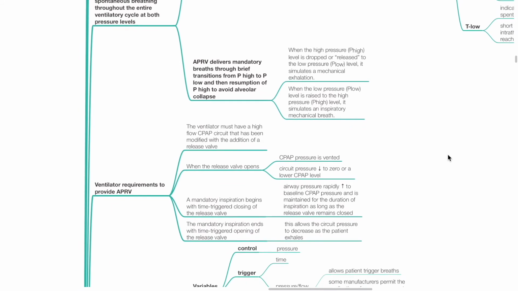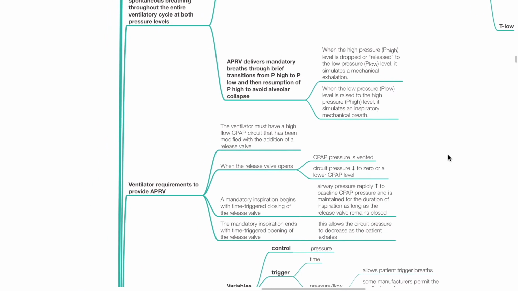APRV delivers mandatory breaths through brief transitions from P high to P low, and then resumption of P high to avoid alveolar collapse. When the high pressure P high level is dropped or released to the low pressure level, it simulates a mechanical exhalation. When the low pressure level is raised to the high pressure level, it simulates an inspiratory mechanical breath. Ventilator requirements to provide APRV.